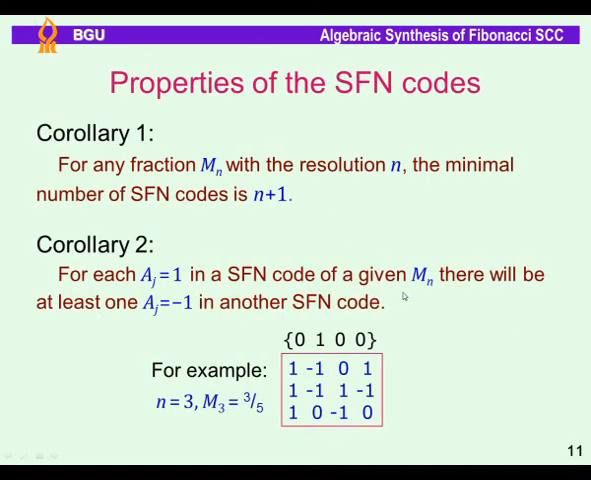The above spawning rule has 2 important corollaries. One is that for any fraction m/n with the resolution n, the minimal number of SFN codes is n plus 1. The other is that for each aj equal to 1 in an SFN code of a given m/n, there will be at least one aj equal to -1 in another SFN code. Both the corollaries are demonstrated by these codes.